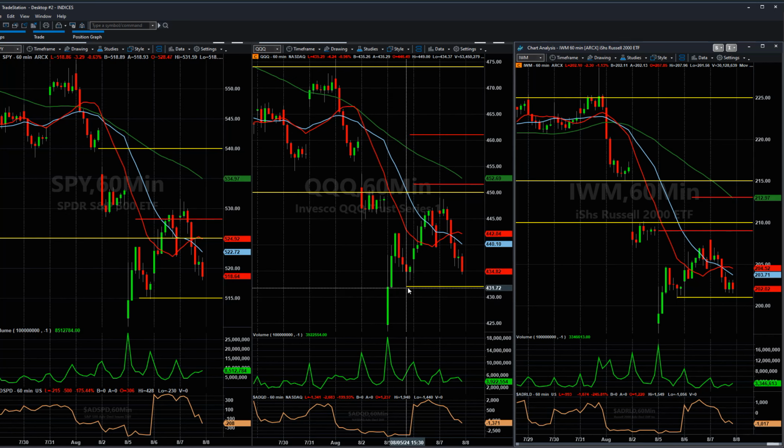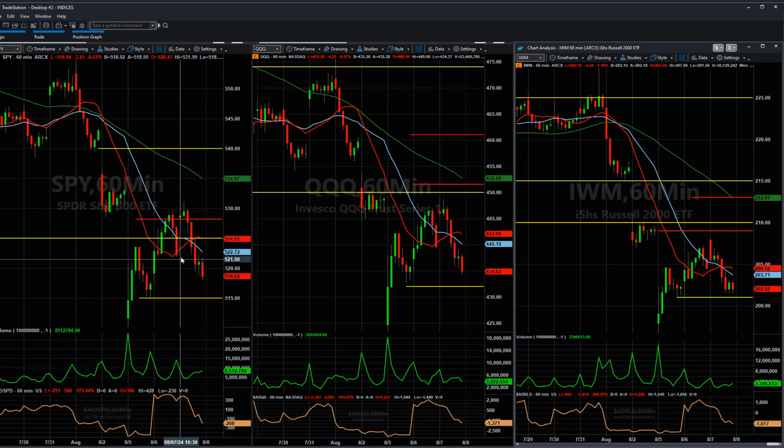Trading through the 432 area in the Qs would open up the higher probability of testing the low from Monday, and that would get taken out. And the same thing with the Russell. It comes in right around the 201 area. If that's traded through, then the low from Monday would get tested and potentially taken out as well.